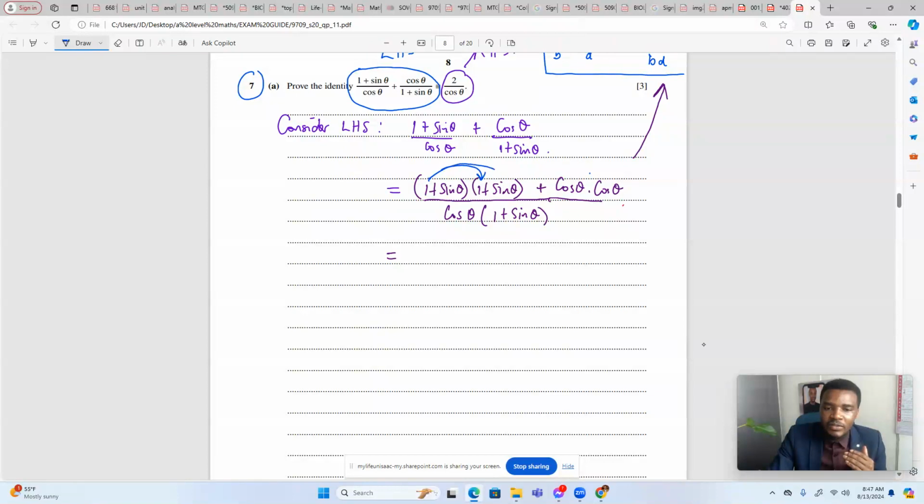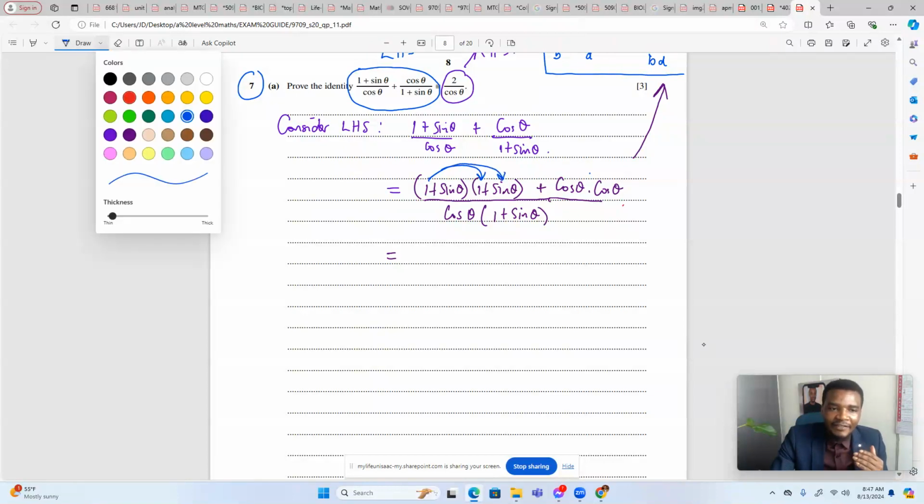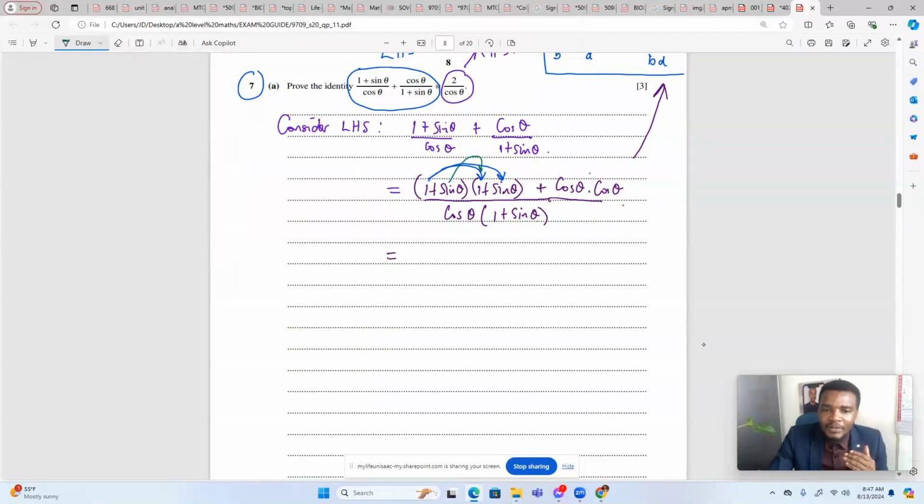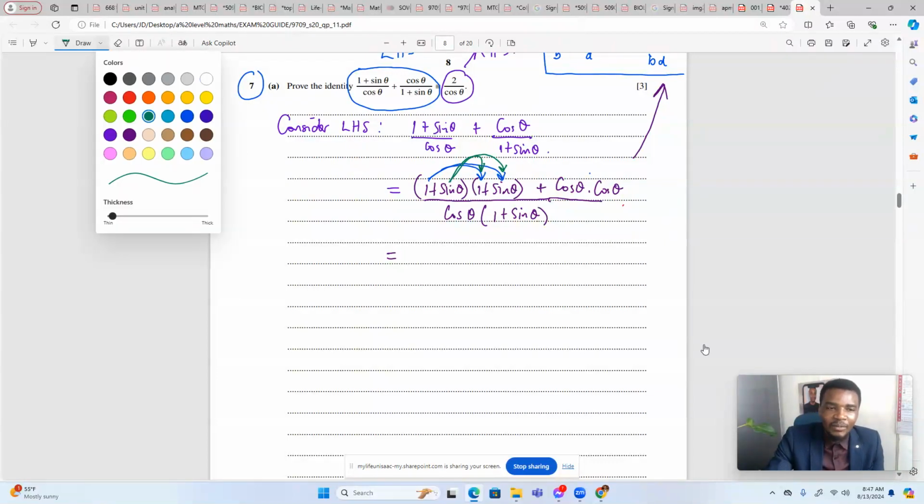This one is also going to multiply with sine theta. And then after that, this sine theta is also going to multiply with 1. And this sine theta is also going to multiply with sine theta. So what do we get by the end of the day? It's quite interesting. Watch out.